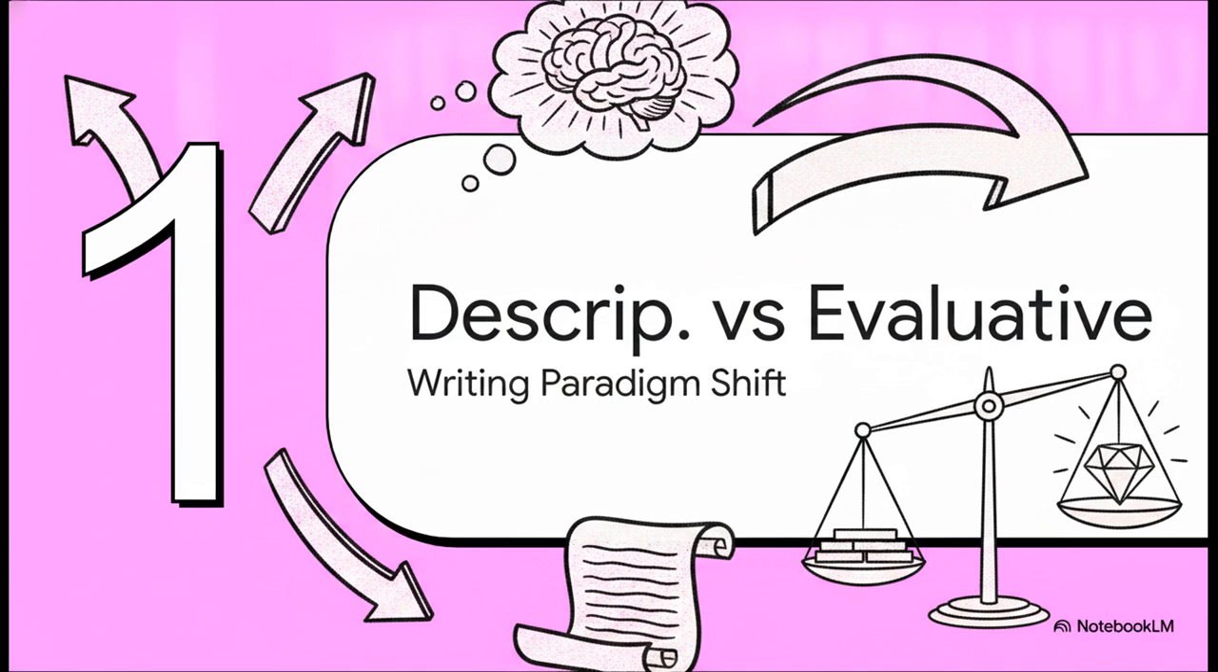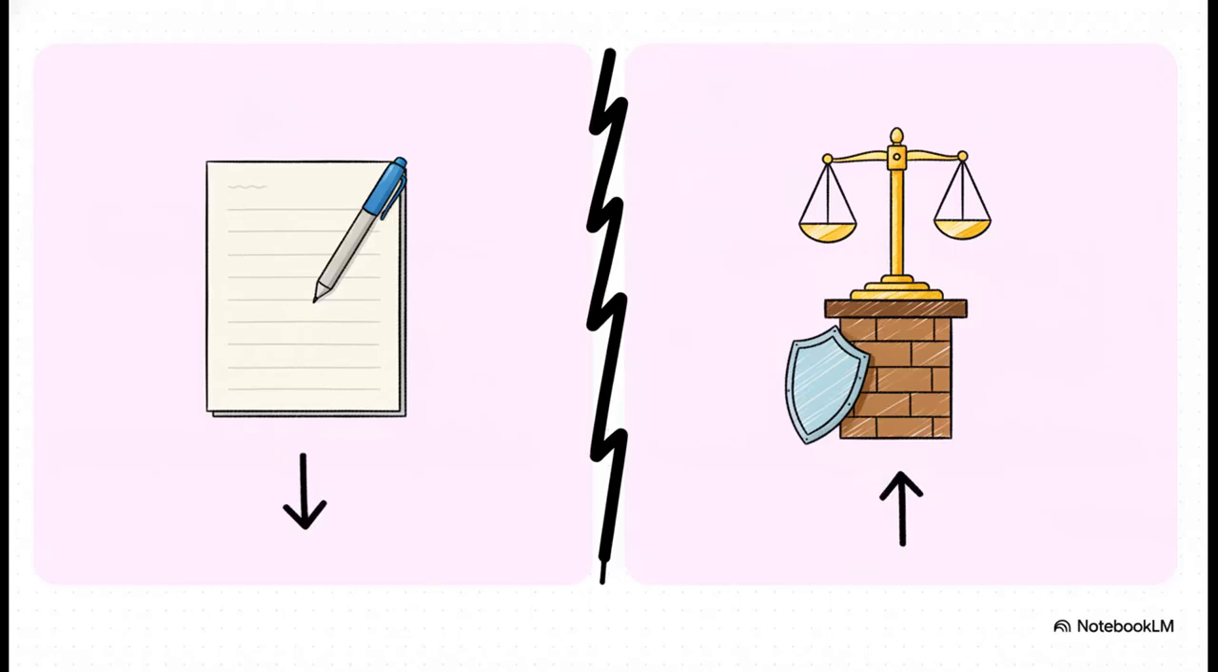Section 1. Descriptive versus evaluative writing. Most weak dissertations actually aren't badly written at all. Their fatal flaw? They're merely descriptive. In plain English, this means the writer just reports the information. They accurately explain what the law says, and then they just stop. But that's not enough. A truly world-class dissertation requires what we call an evaluative argument.